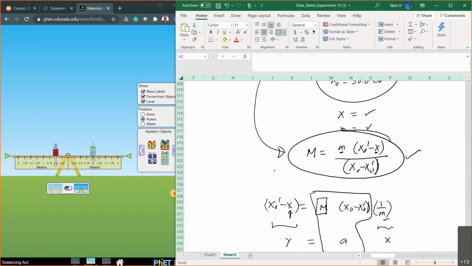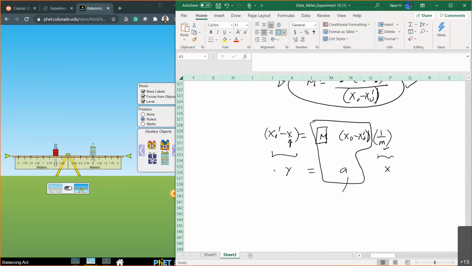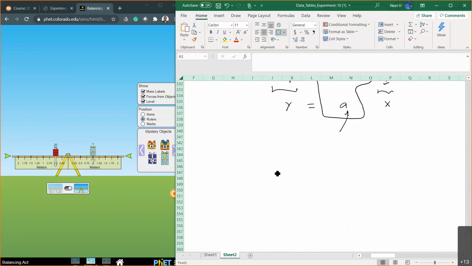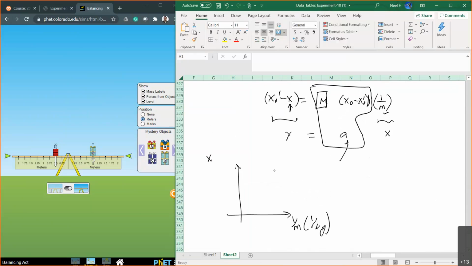We don't need that. So if I make a graph, that graph is simply 1 over m, in 1 over kilogram, versus x0 prime minus x, which is in unit meters. That's going to be a linear graph. By taking the slope of that linear graph, the slope will be a. A is equal to m times x0 minus x0 prime.